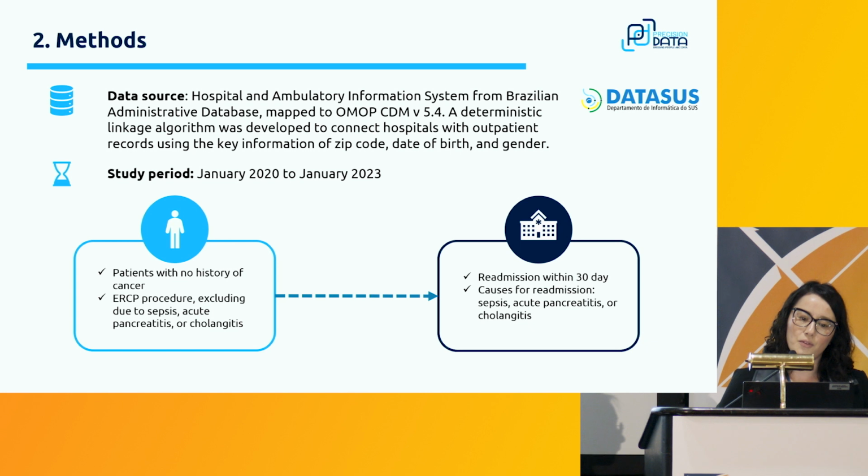We included patients from January 2020 to January 2023. For the inclusion and exclusion criteria, we included patients with no history of cancer, and also patients that had an ERCP procedure, excluding those cases that had this ERCP procedure due to sepsis, acute pancreatitis, or cholangitis. And our outcome of interest was hospital readmissions up to 30 days after the ERCP procedure, and the causes for readmissions included sepsis, acute pancreatitis, and cholangitis.